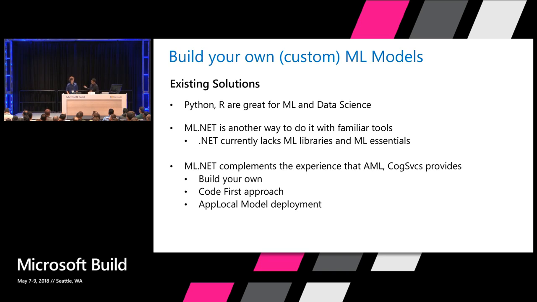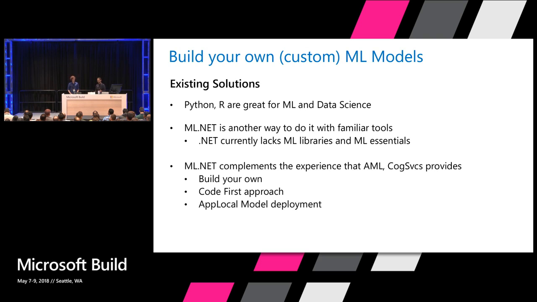So moving forward, if you think about ML.NET, there are already a lot of products out there from Microsoft itself, like Azure Machine Learning and Cognitive Services. And the way we think about ML.NET is that it complements these products. ML.NET is about building your own models to give you the flexibility and control that you need for some scenarios. It gives you a code-first approach. And most importantly, it allows app-local model deployment.